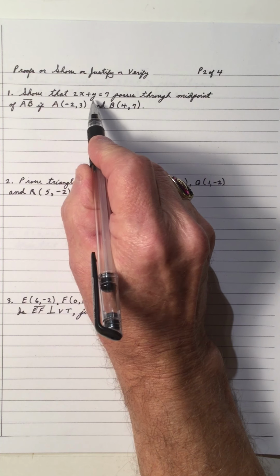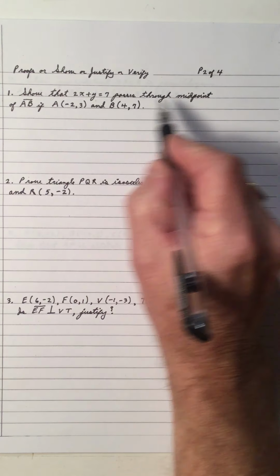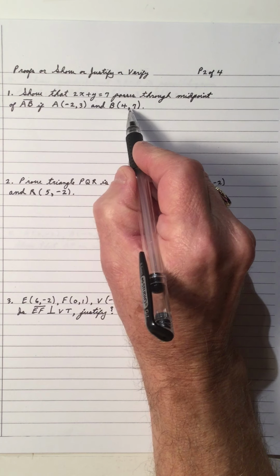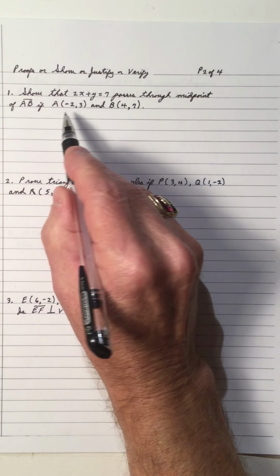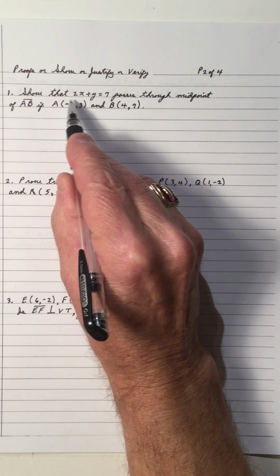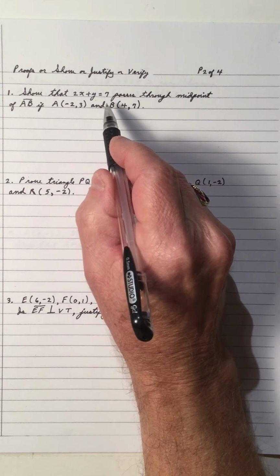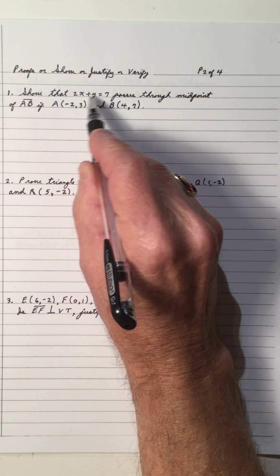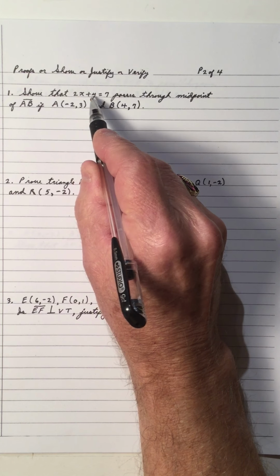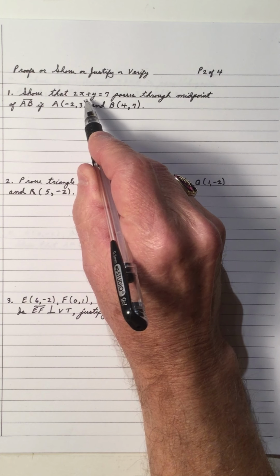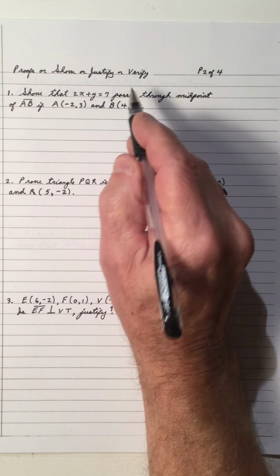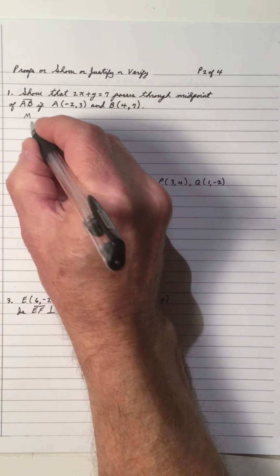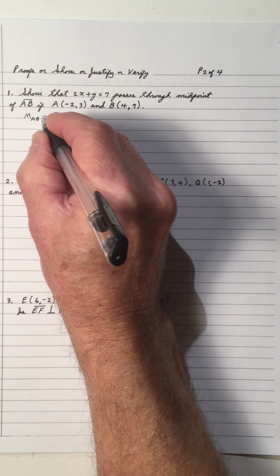Show that 2x plus y equals 7 passes through the midpoint of AB if A is (-2, 3) and B is (4, 7). Well, if this line passes through the midpoint, that means the midpoint subbed into the equation will make the equation true, which means that the midpoint lies on the line. So let's find the midpoint of AB.